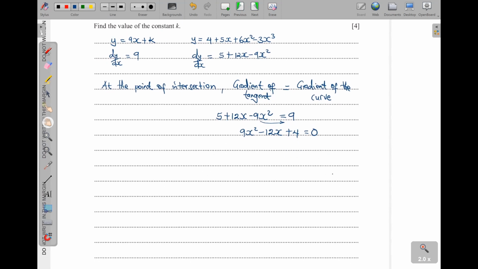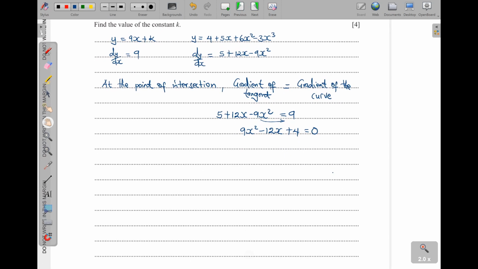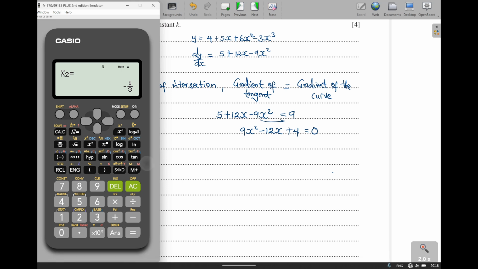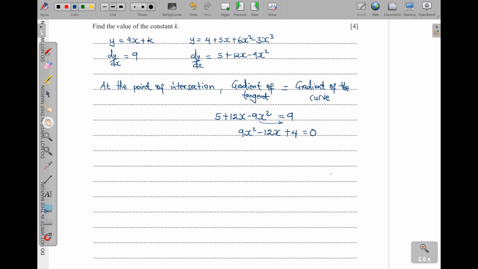When we solve the quadratic here, you just get your calculator. The coefficient of x² is 9. The coefficient of x is -12. And the constant is 4. Then I get 2 over 3. So x is equal to 2 over 3. x is equal to 2 over 3.